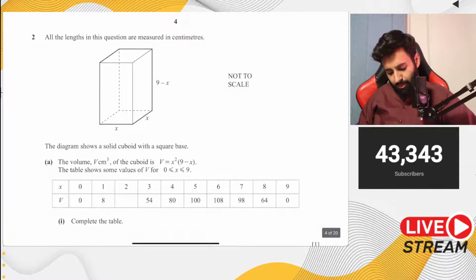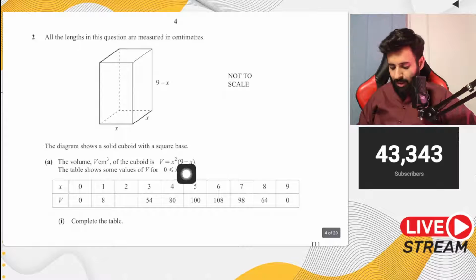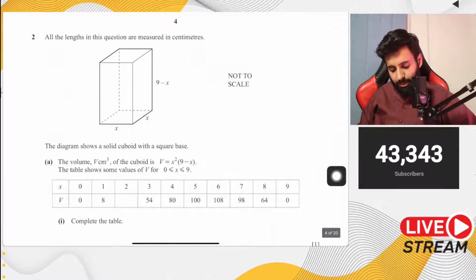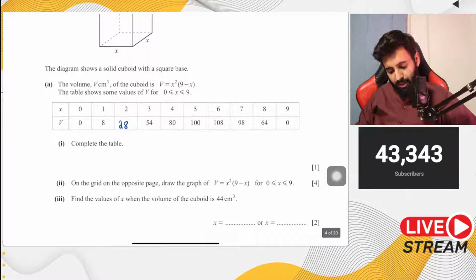Just plug in 2 in place of x. So 2 squared is 4. 9 minus 2 is 7. So 4 into 7 equals what? That's equal to 28. Okay, so that's that. You get 1 mark for this, which is brilliant, I think.